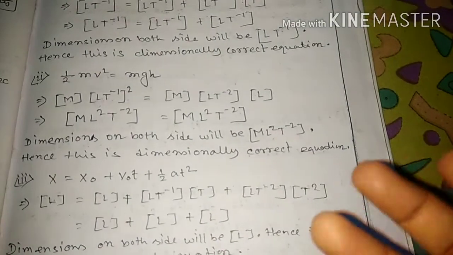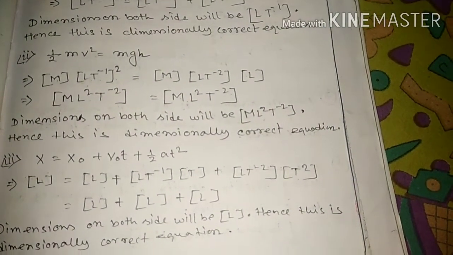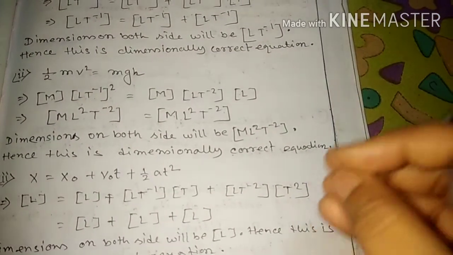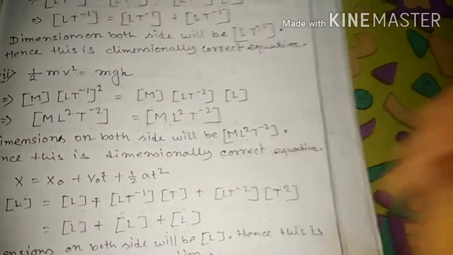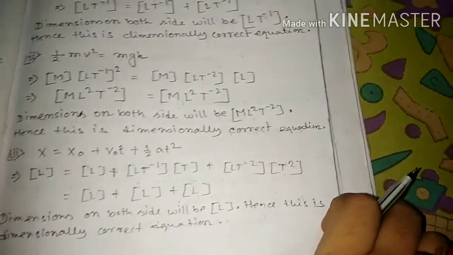If any numerical value is there, you neglect that numerical value, because a numerical value is a dimensionless quantity. It has no dimension, because here we use dimensions and only the physical quantities have dimension. That's why we neglect the numerical values.